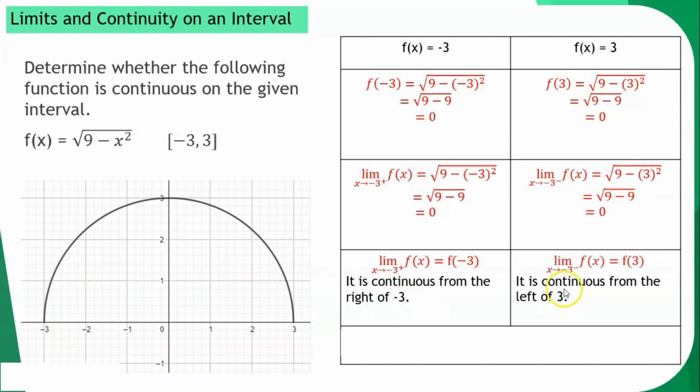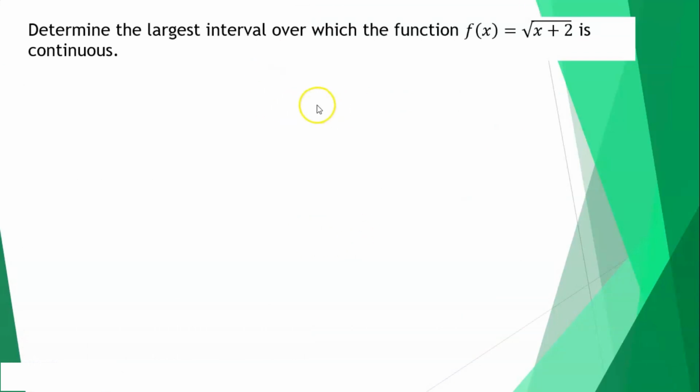The other one is also equal. So it's also continuous from the left of 3. So with this, the function is continuous from negative 3 until positive 3. So take note of that. Now, given this, identify the largest interval over which the function, the square root of x plus 2, is continuous.